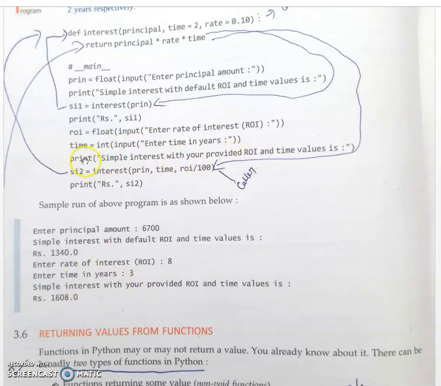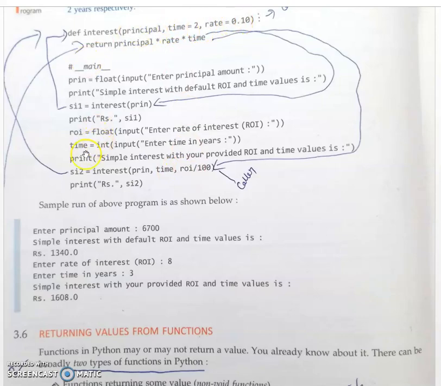Printed here. Then once again the function is called with the principal amount. What is the principal amount? Already entered, 6,700. Time we have given is the user value. What is the user value? 3. What is the ROI? ROI is 8, so 8 means 0.08. The user values will override the default values.